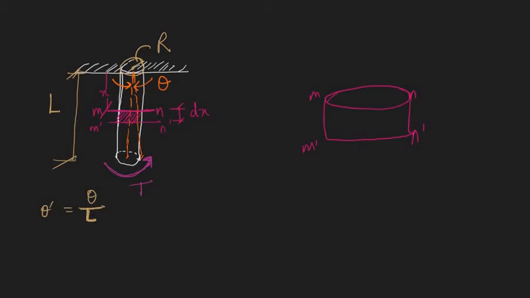Due to the twist, initially the lines were like this, but after the application of the torsion, they have become like this. Here you can see that there is no change in length, only the angle has been changed. This angle has been changed.